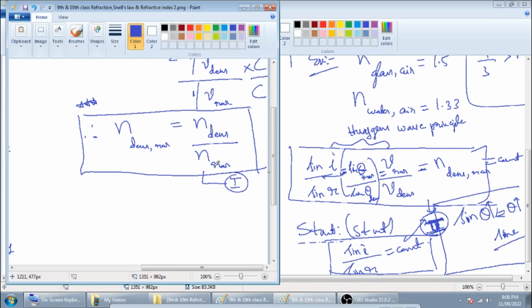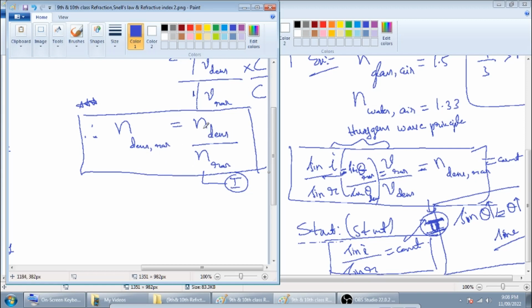That's the thing here. There is no inversion here, so it is much easier to remember. Refractive index of any denser medium with respect to any rarer medium is what? Absolute refractive index of the denser medium by absolute refractive index of the rarer medium. So there is no inversion. Using this, for any pair of media, the relative refractive index can be calculated.